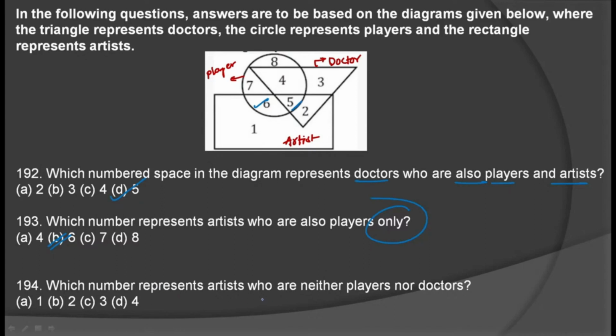Now, which number represents artists who are neither players nor doctors, guys? Neither players nor doctors means it represents only artists. The question says which number represents artists who are neither players nor doctors, meaning we require only artists. So that is represented by only artists as 1. We check it out: it is not 2. Why? Because 2 is a combination of both doctor and artist. We required only artists, not related to any players or any doctors. But 2 is represented with the doctors.